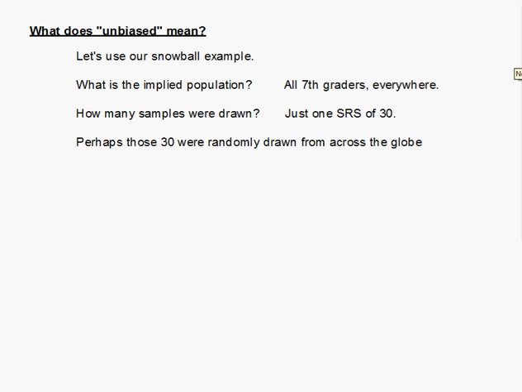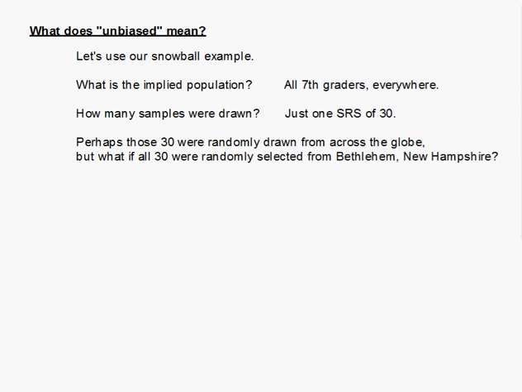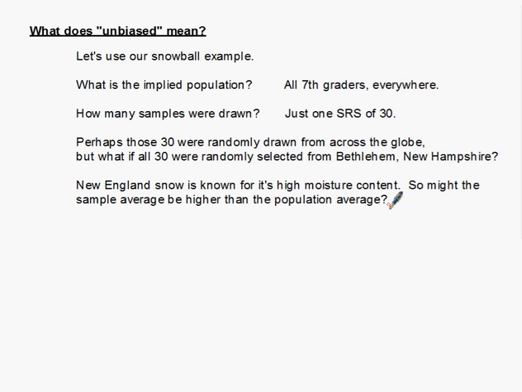Now, they could have been drawn from across the globe, which would make them representative of all 7th graders everywhere. Or perhaps they were drawn all from Bethlehem, New Hampshire. Now, New England snow is known for its high moisture content. So if all 30 were drawn from Bethlehem, New Hampshire, maybe that sample average is a little high because of that high moisture content, probably a little bit heavier. All right. Let's draw the distribution.